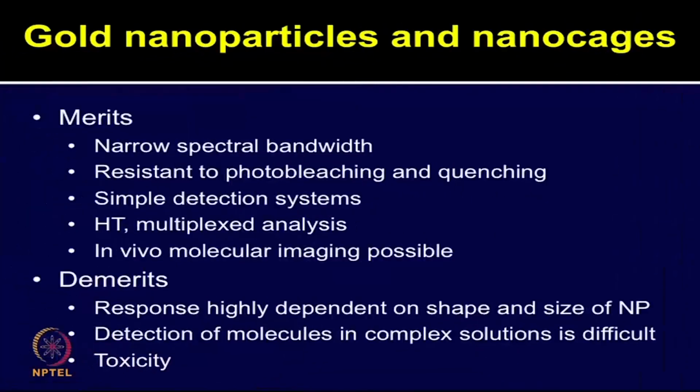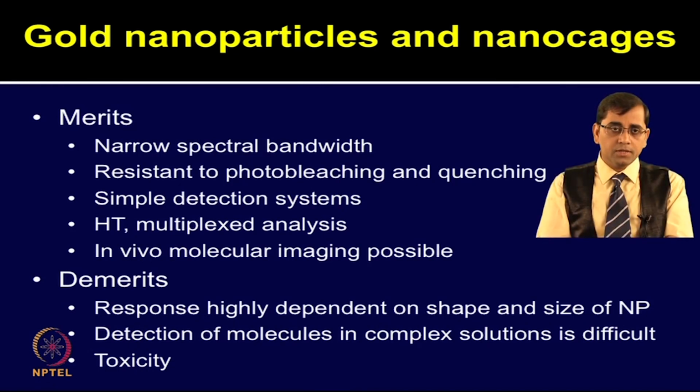There are various merits and demerits of using gold nanoparticles and nano cages. The merits include its narrow spectral bandwidth, resistance to photo bleaching and quenching, simple detection system, and high throughput and multiplexing capabilities. Additionally, the bioconjugated gold nano cages can act as molecular probe to target the desired cell, which is useful in in vivo molecular imaging.